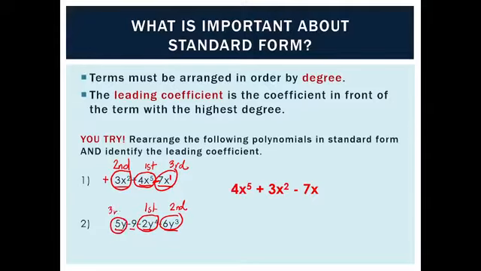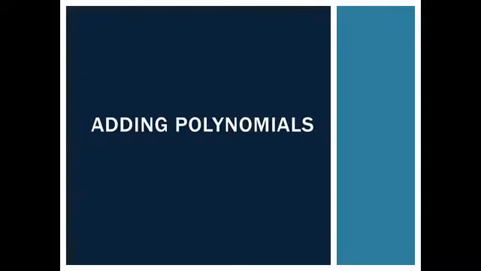Then last, the one with no variable. So in standard form, 2y raised to 4 comes first. Next, negative 6y cubed. Plus 5y minus 9. Okay? So, that is what you call standard form. Now, let's begin with the first operation.